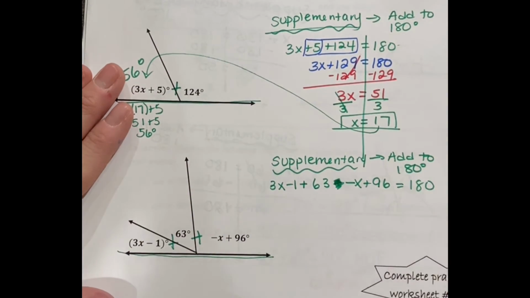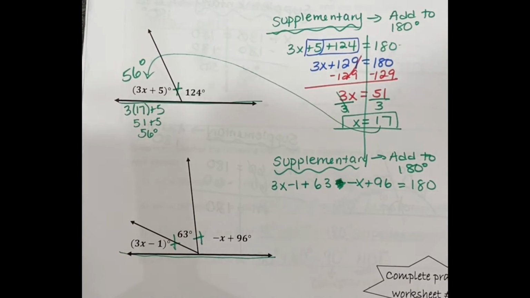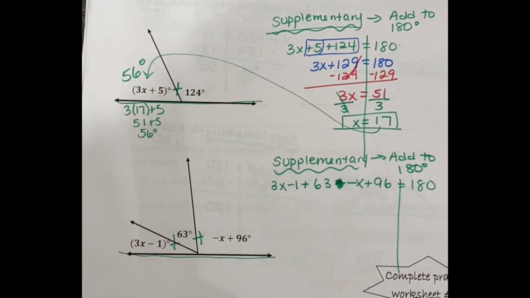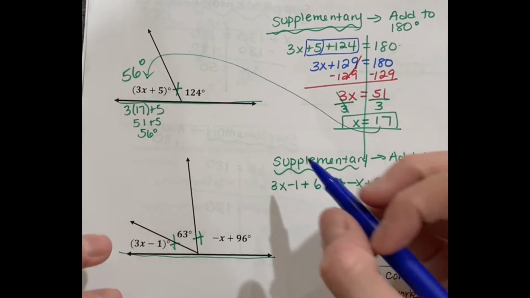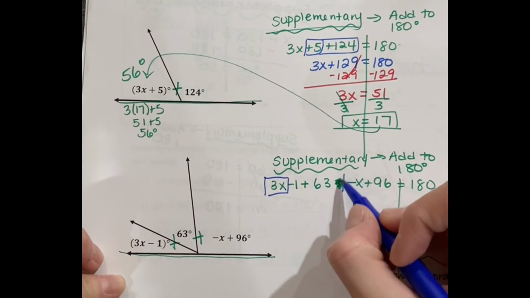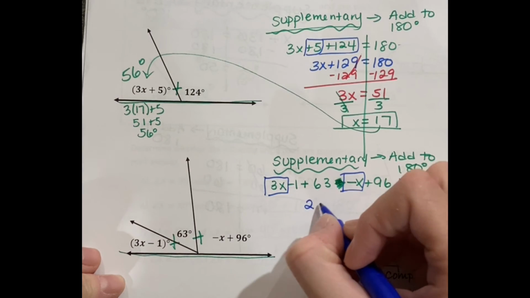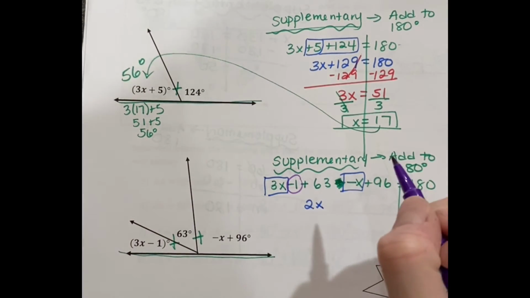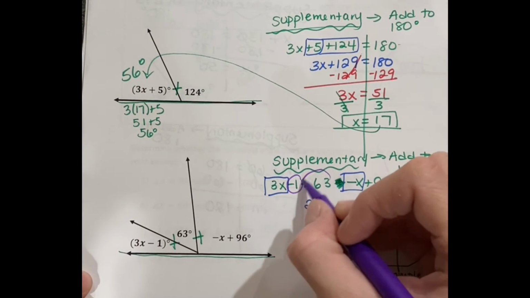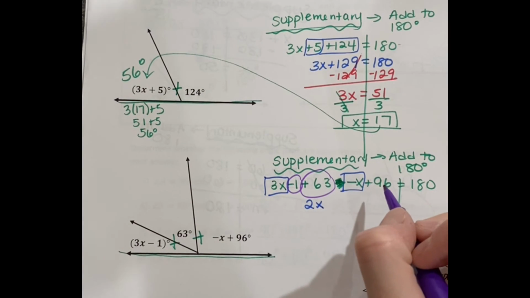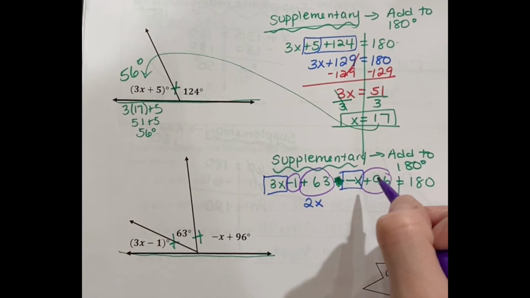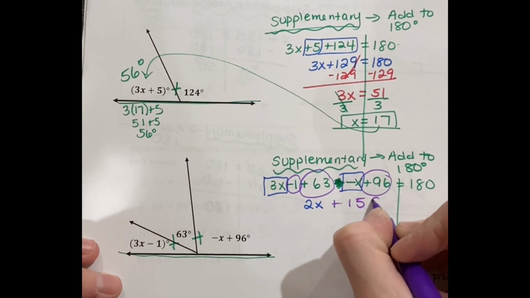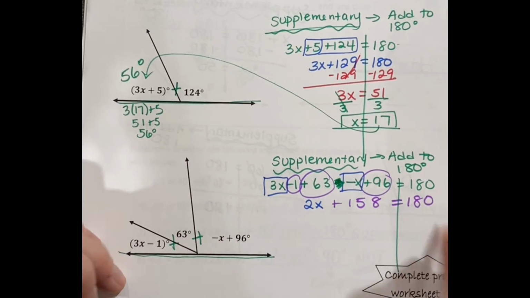So sorry, that was a mistake there. I just have the negative x. And then I need to solve. So first thing is I'm going to combine my like terms. And when I combine my like terms, I have 3x and negative x, which combine to give me a 2x. Then I have negative 1, 63, and 96. And those combine to give me positive 158 equals 180.